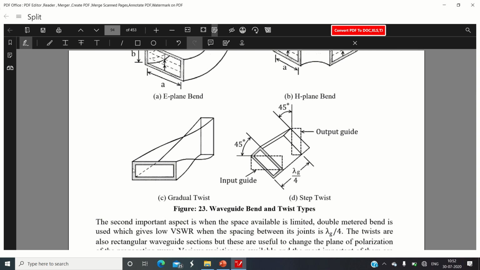See here, at this particular side the cross section is rectangular, or a horizontal cross section. You can twist this waveguide so that this horizontal cross section gets converted into a vertical cross section. This is called a gradual twist, and the second is a step twist, in which you get a twist of 45° at the input. Similarly, when the signal arrives at the output, it gets another 45°, so the total is 90°.